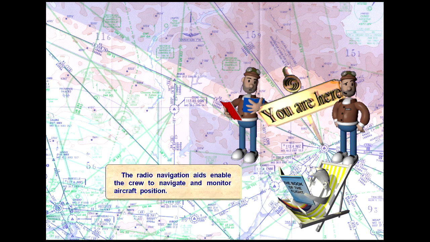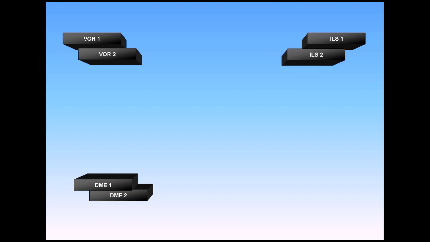The radio navigation aids enable the crew to navigate and monitor aircraft position. The A320 is equipped with 2 VORs, 2 DMEs, 2 ILSs, 1 or 2 ADFs, depending on the airplane. GPS-equipped aircraft have no ADFs.